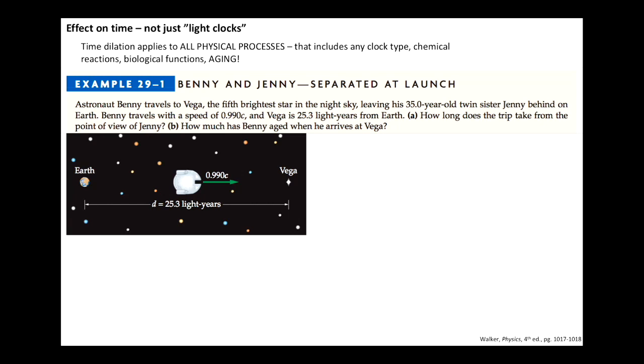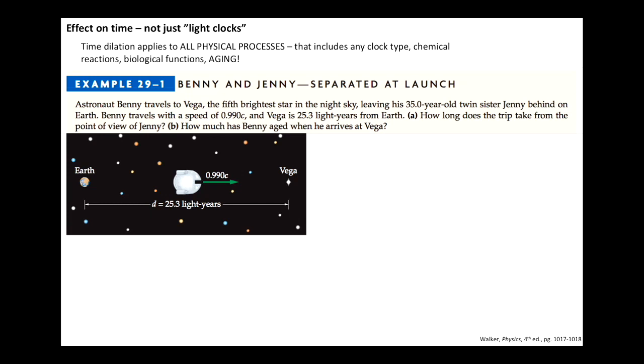So what we need to do is an example. We're going to start with an example that uses more sci-fi kind of numbers to get across the limits of what could happen. Then we're going to do an example that's a lot closer to home, something happening here on Earth right now where we see time dilation extended by a rather large factor. So, in this problem, astronaut Benny travels to Vega, the fifth brightest star in the night sky, leaving his 35-year-old twin sister Jenny behind on Earth.